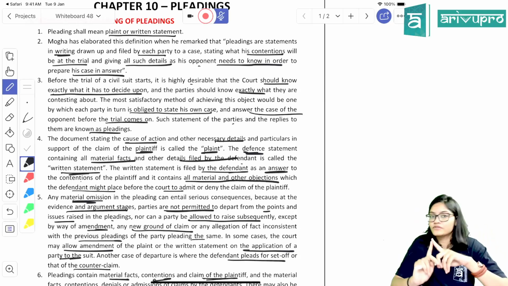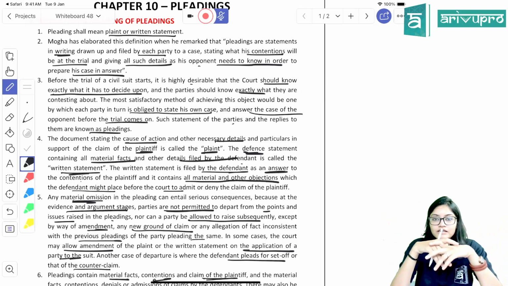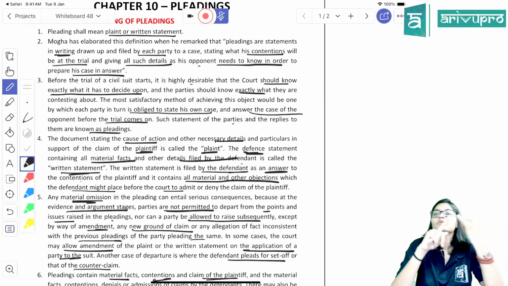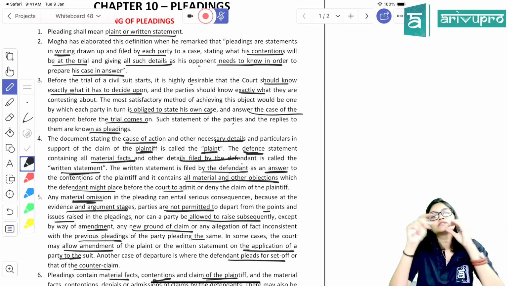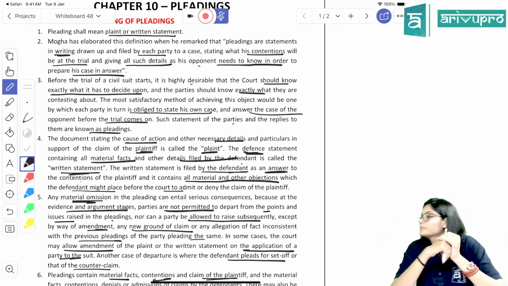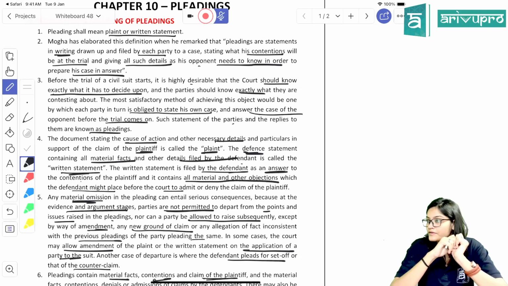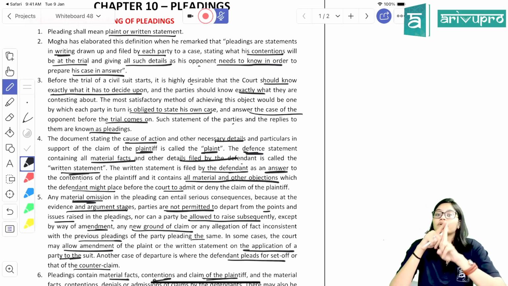Pleadings are the statements in writing drawn up and filed by each party to the case, stating what his contentions are and what his contentions will be at the trial, and giving all the details to the opponent party as well, so that the opponent party can also prepare his answer. Done. Pleadings are very important.